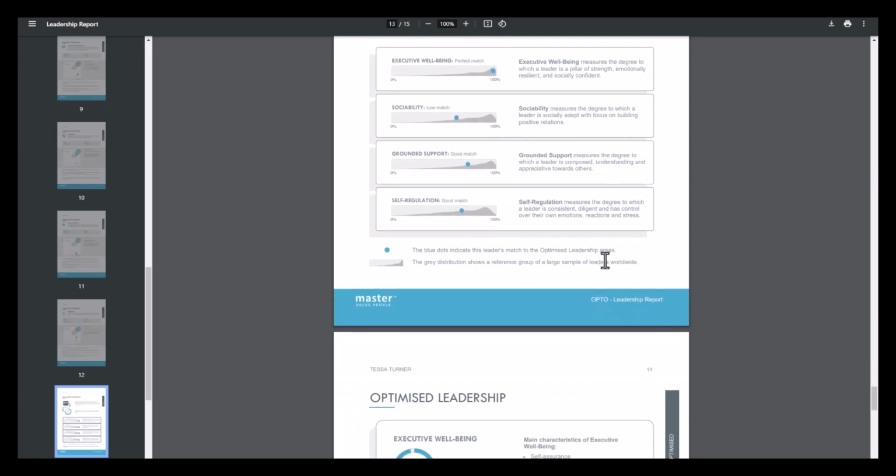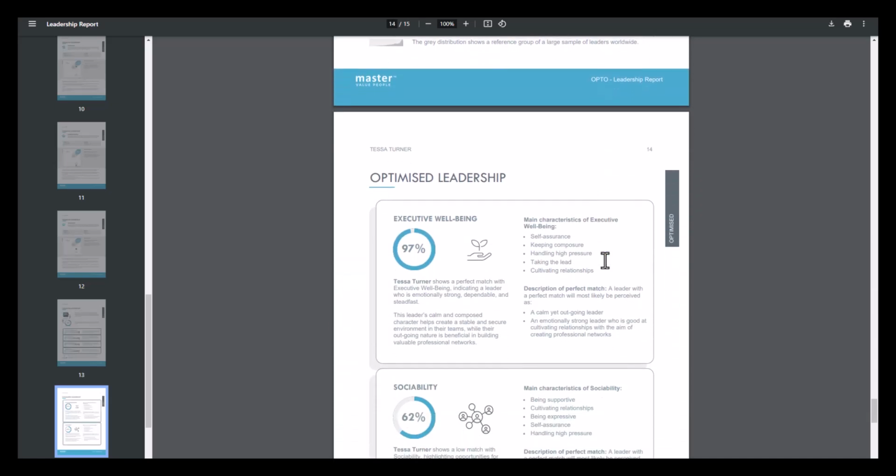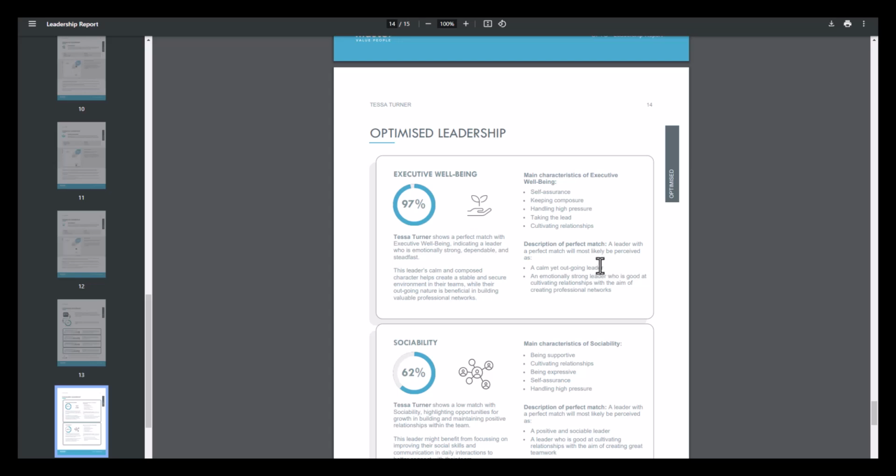As we continue through the report, we get a deeper analysis of each scale, starting with executive well-being. Here we see the match percentage, and below that, the test participants' specific results. On the right-hand side, there is an explanation of what characterizes executive well-being and a description of what a perfect match would look like. In this case, the participants scored 97%, which is considered a perfect match.